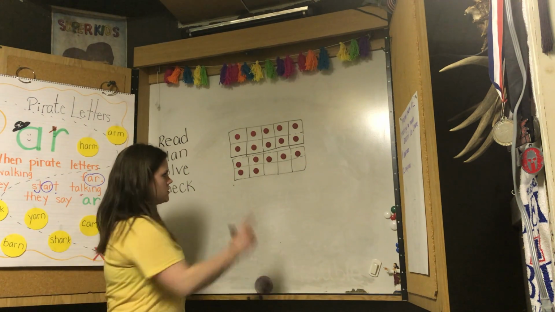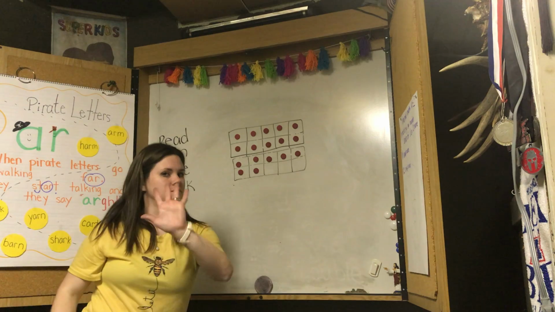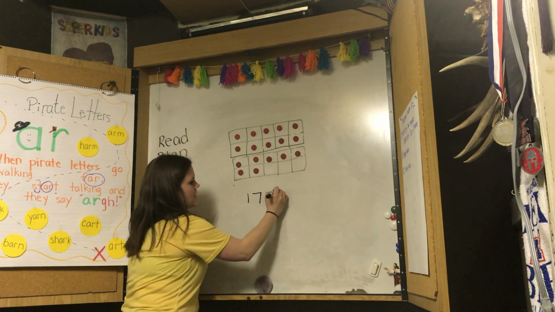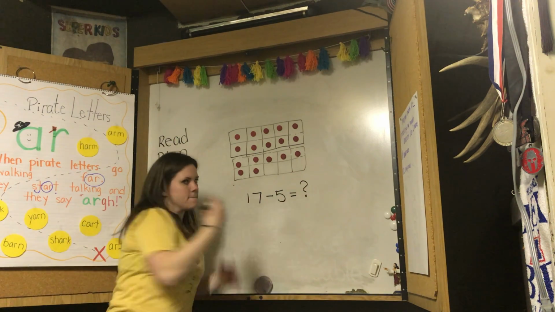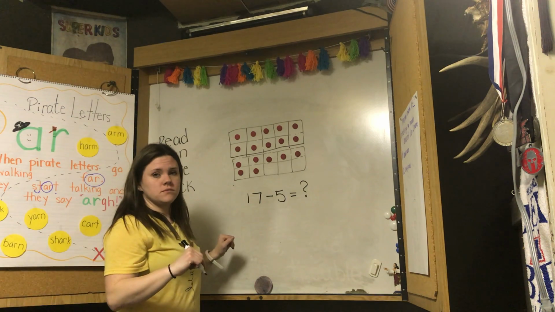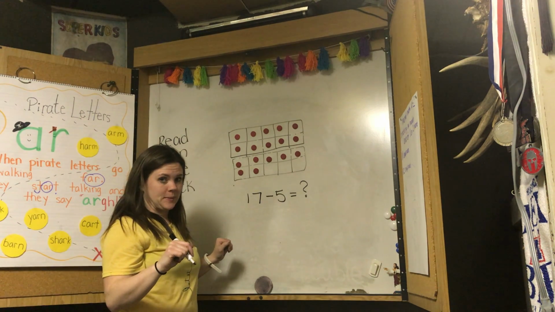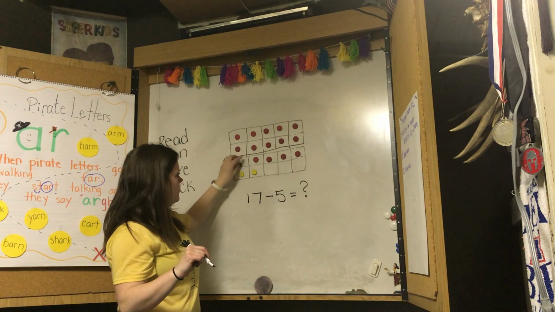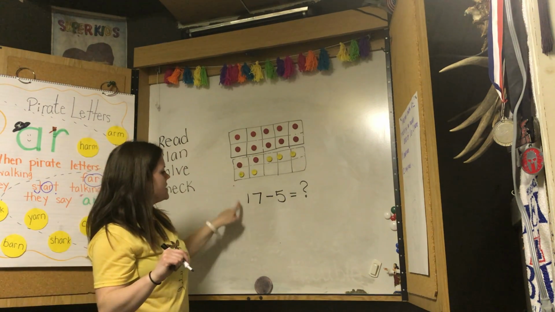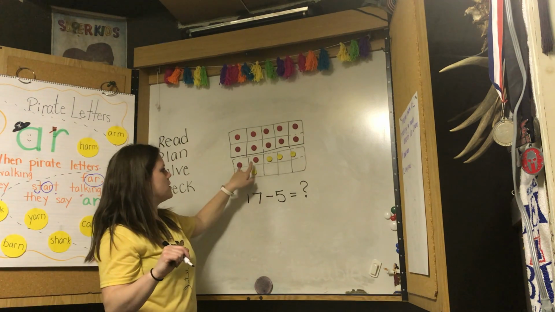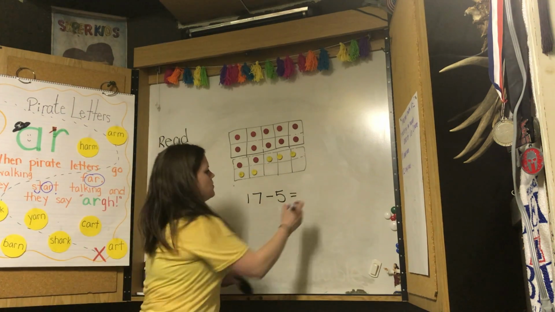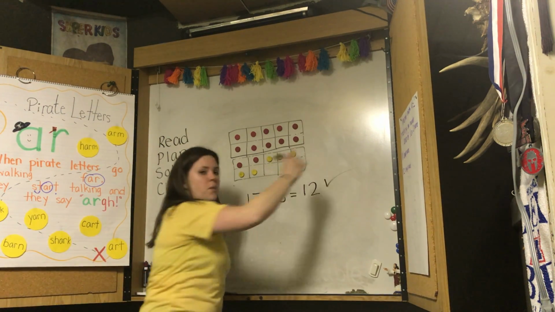So, 17 take away 5 equals, what does it equal? Take 5 away from your 10 frames. 17 take away 5 leaves me with 12. You got it, 12. That's our first part of the problem.